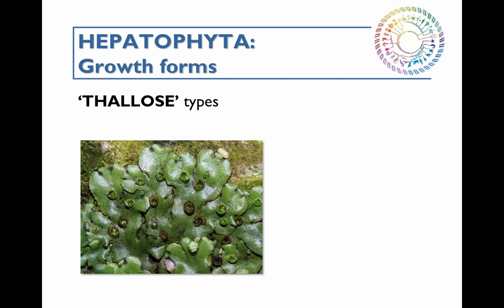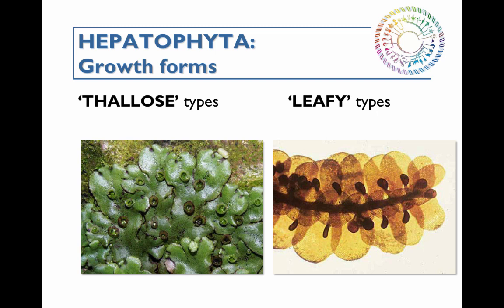The other growth form are the leafy types. So they're small, erect growing plants with small leaf-like organs. But please remember, these are not true leaves because they do not have any vascular system. Now in this photograph on the right, the plant is viewed with transmitted light. So light is shining through the microscope through those leaf-like organs.